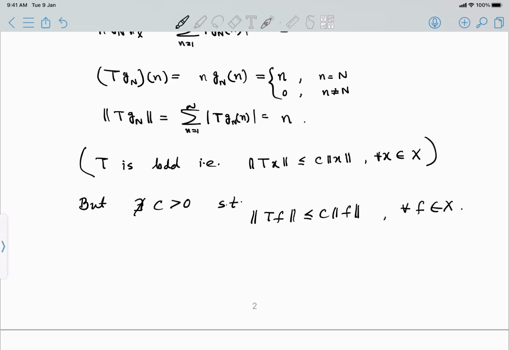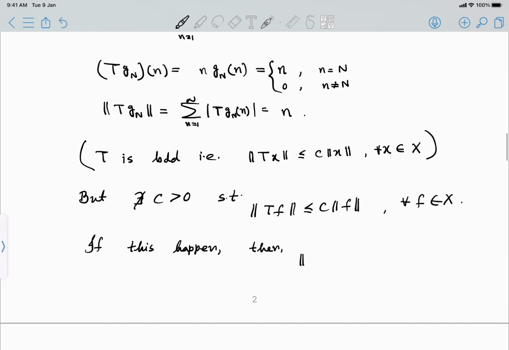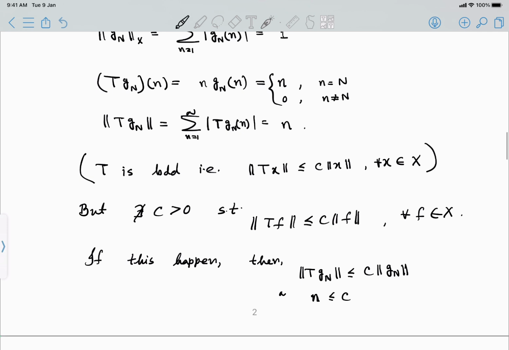Why? Because if this will happen, then we put F equals to, because if this happens, then for all such F in S, Gn is in X, then T of Gn will also satisfy this, or you will get n is less than C times, and this norm is 1, so n is less than C, but this cannot hold, right? Because n is a natural number.